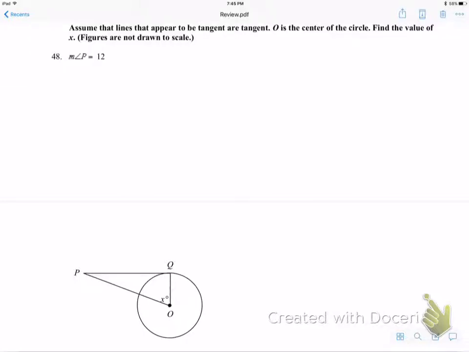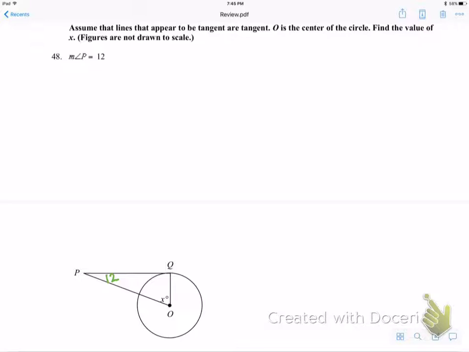In this problem it says assume the lines that appear to be tangent are tangent, which means that this line PQ is tangent. It only intersects at Q, which we call the point of tangency. O is the center of the circle, and we're trying to find the value of x right here. It also tells us the measure of angle P is 12. So I'm going to fill that in to the best of my ability.